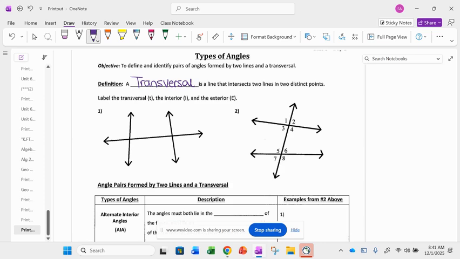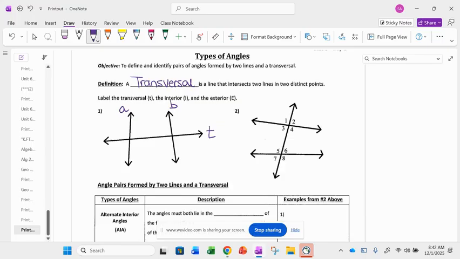line is called the transversal. So here I'm going to label these lines. So I have line A, I have line B, and I have line T. So T is the transversal. How do I know that T is the transversal? Because it's the line that cuts into two other lines.